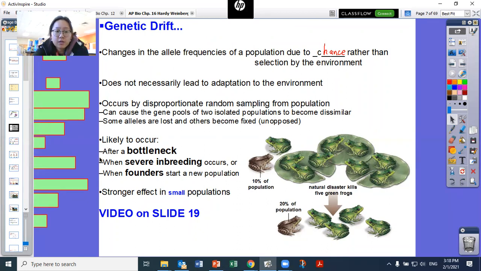So what is likely to occur? When is it likely to occur? Well, after a bottleneck event, when severe inbreeding occurs, or when founders start a new population. And it all basically is talking about having a small allele pool to originally pull from and to try to expand a population off of. So there's a stronger effect in small populations for genetic drift. If the population is medium to large size, then you're closer to Hardy-Weinberg equilibrium, and there's not much issue with the allele frequencies shifting too much.